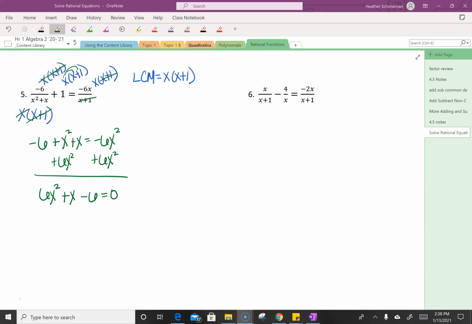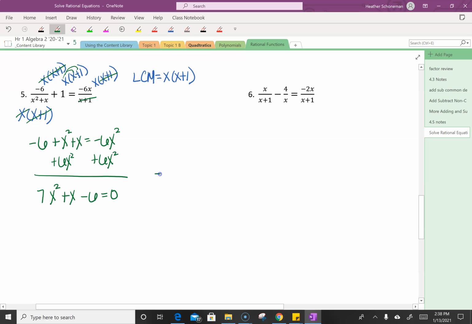All right, I need to factor this, but I just realized that I made a mistake. x squared plus 6x is just not 6x, but 7x. Okay, so first step, set equal to 0. Second step, factor. So to factor, this is a trinomial. The leading coefficient is not 1. This is where we're going to split the middle term.